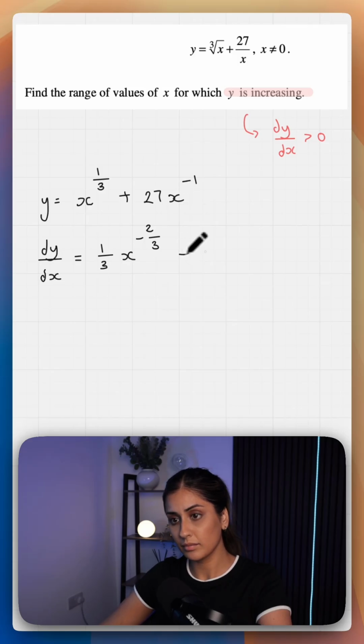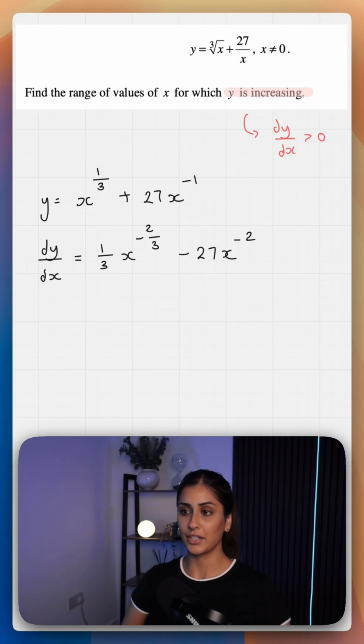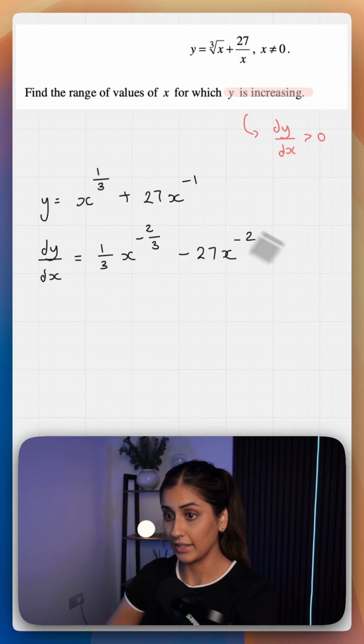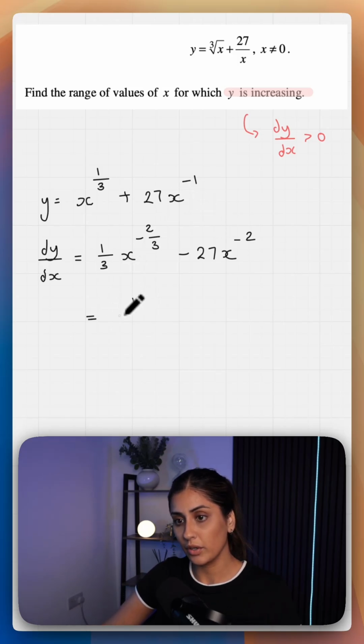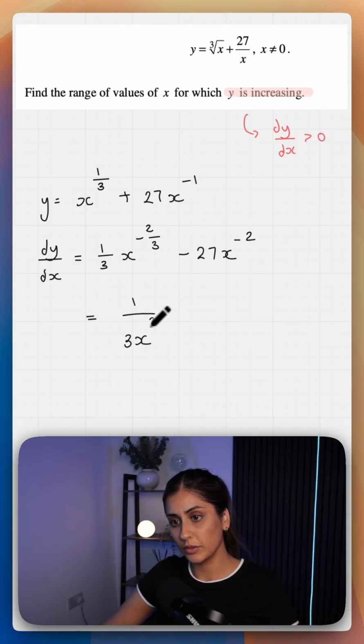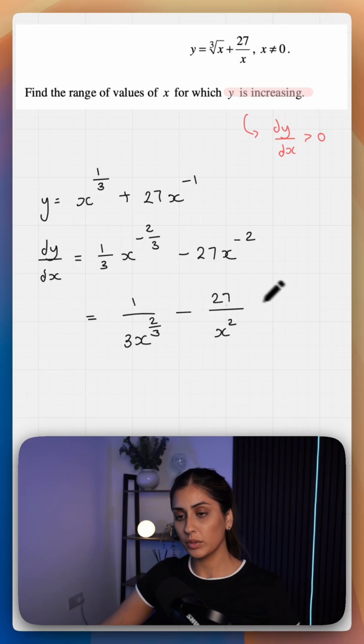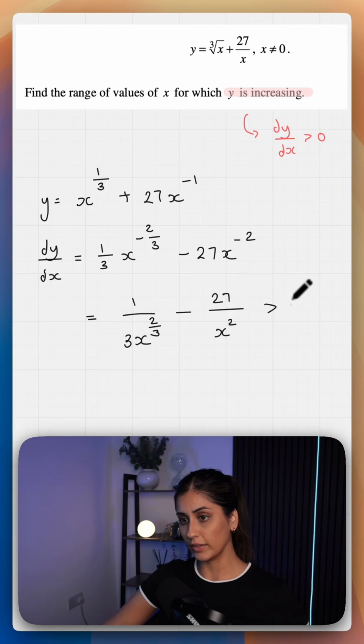And we do the same here. I am going to rewrite this in fractional form just because I prefer to visualize it like that, but if you feel comfortable working with negative indices, go ahead. This gives us 1 over 3x to the 2/3 minus 27 over x squared. We want to find where this entire thing is greater than 0.